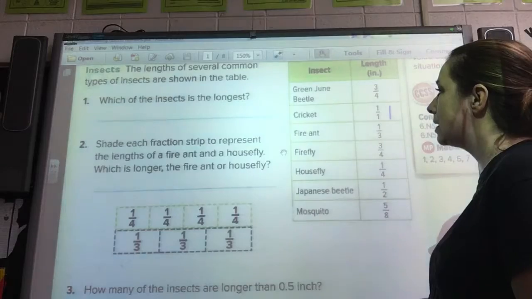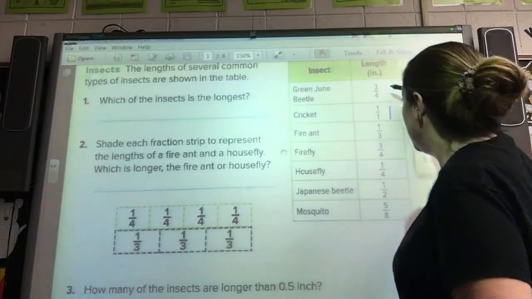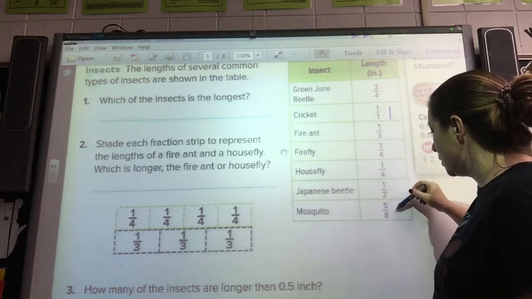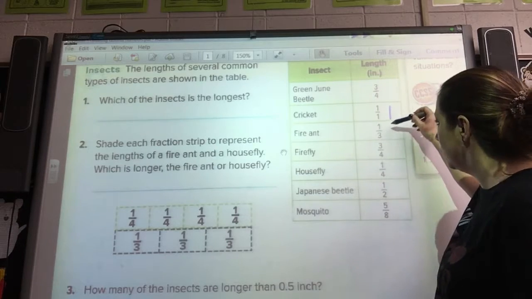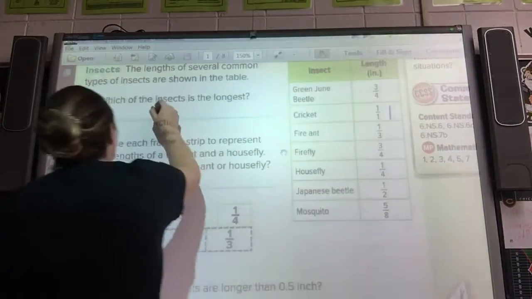It says which of the insects is the longest? Well, that one's actually the easiest one to answer because none of these except for this one equals 1 inch. This is like 5/8 of an inch, half of an inch, quarter of an inch, 3/4 of an inch, third of an inch, and you got 1 inch here. So that one's the easiest. We're going to write cricket. That's a cricket.